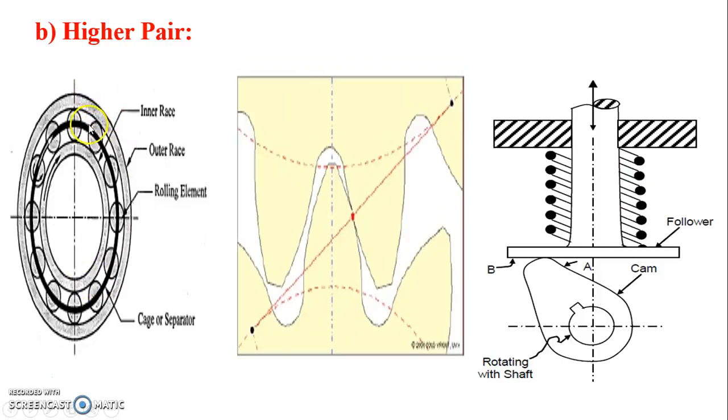If we consider a ball bearing, the contact between the ball and the inner ring or outer ring is a point contact. When you come to the cam, it will be a line contact. These are all examples of higher pair.